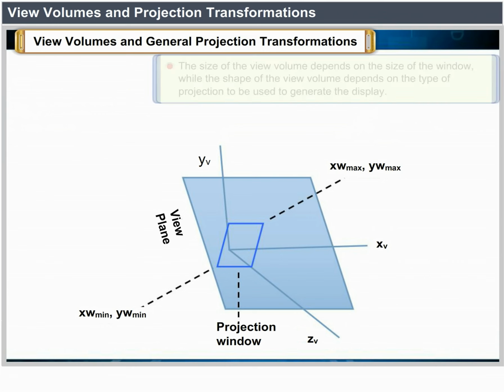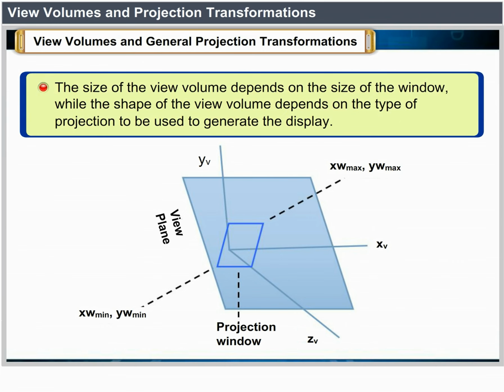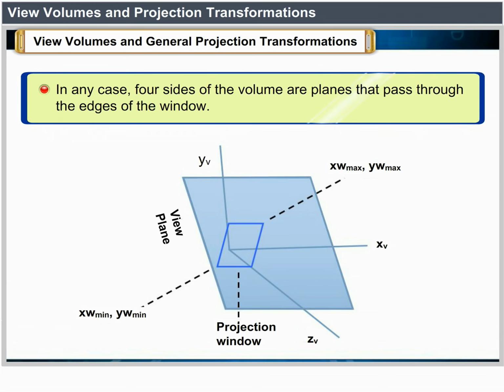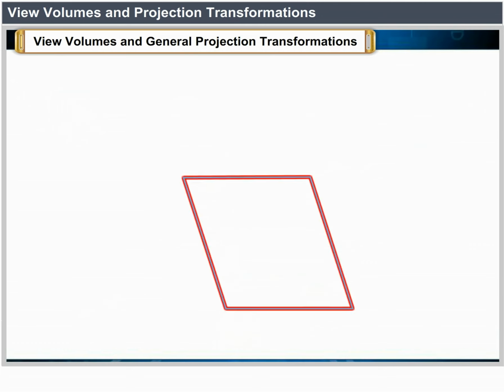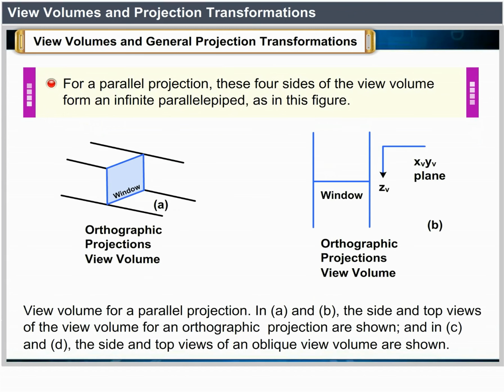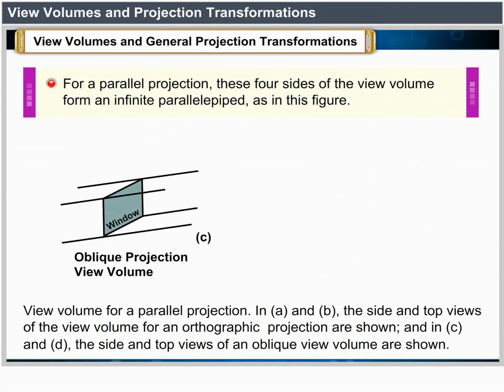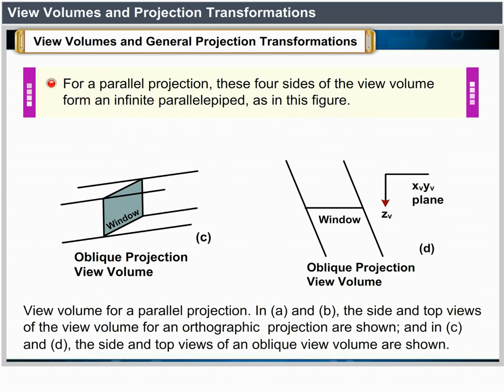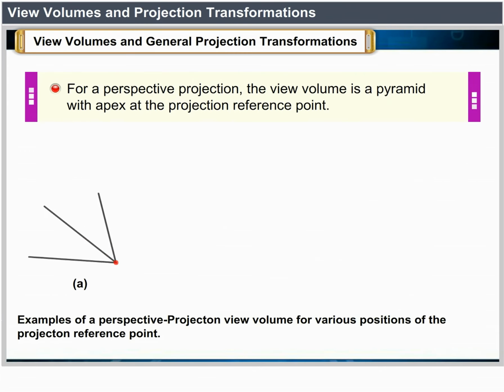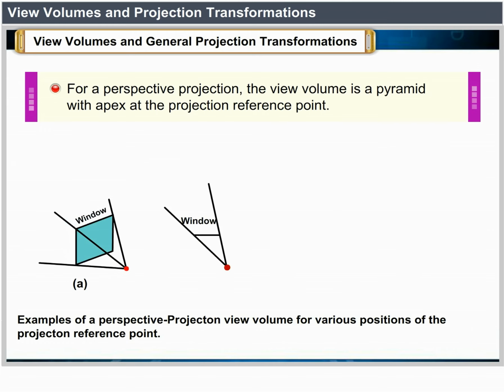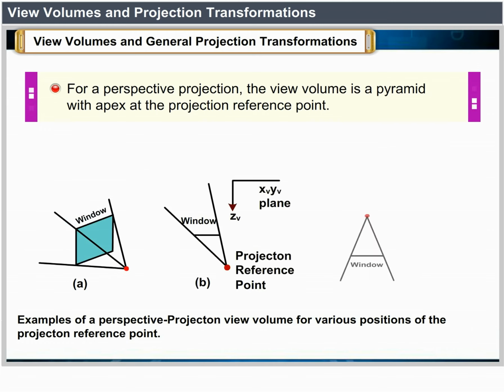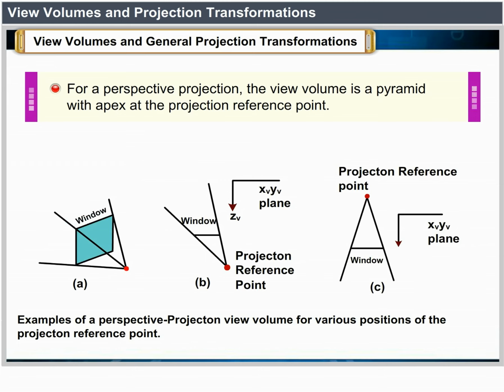The size of the view volume depends on the size of the window, while the shape of the view volume depends on the type of projection to be used to generate the display. In any case, four sides of the volume are planes that pass through the edges of the window. For a parallel projection, these four sides of the view volume form an infinite parallelepiped as in this figure. For a perspective projection, the view volume is a pyramid with apex at the projection reference point, as shown in this figure. Examples of perspective projection view volume for various positions of the projection reference point are shown above.